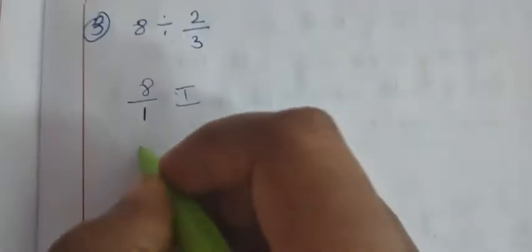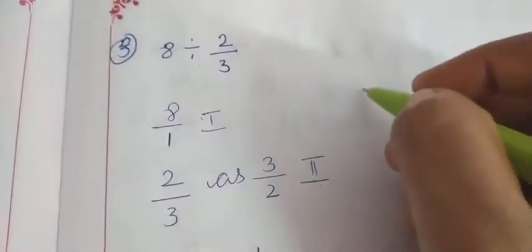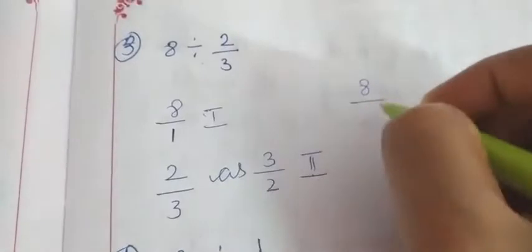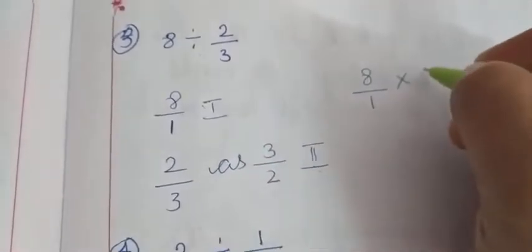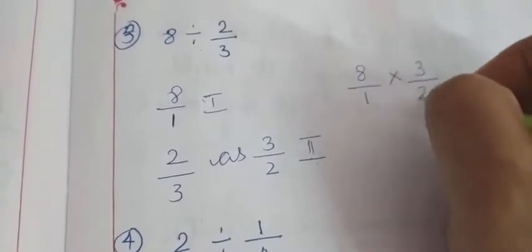Next, third sum, 8 is divided by 2 by 3. Here you imagine we have 1 below, and this is step number 1. In step number 2, what do we do? As I have told you, multiplicative inverse will become 3 by 2. Got it? This is step number 2. In simple way I am teaching you. And then now write 8 by 1 is multiplied with 3 by 2.